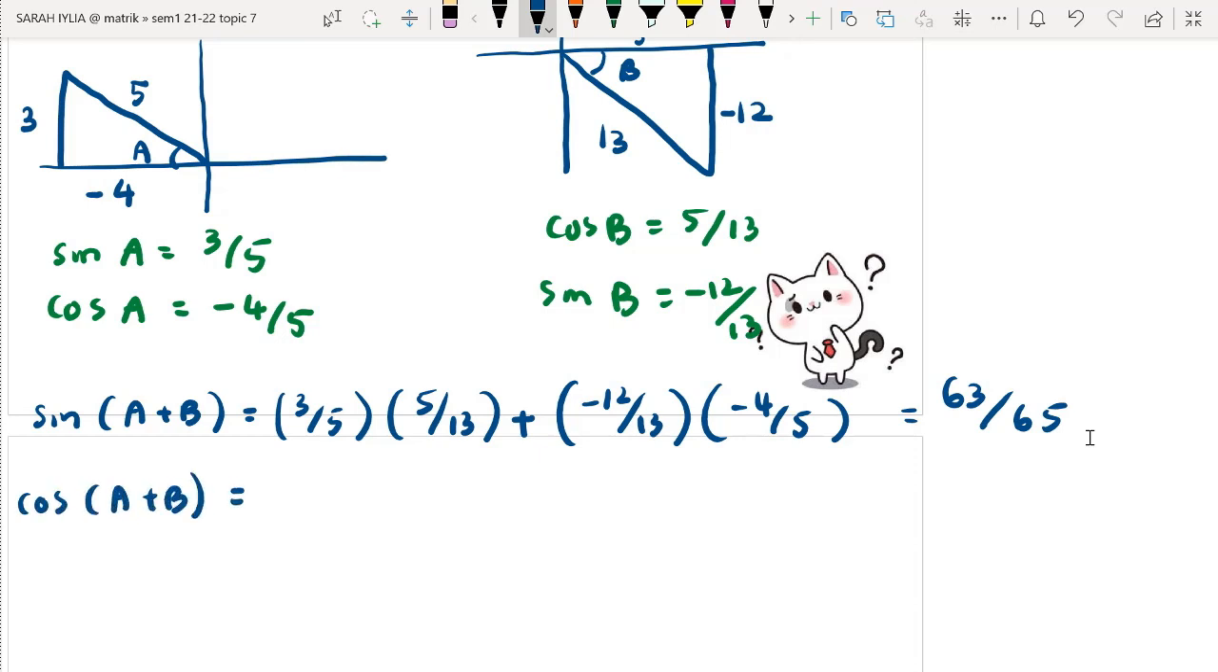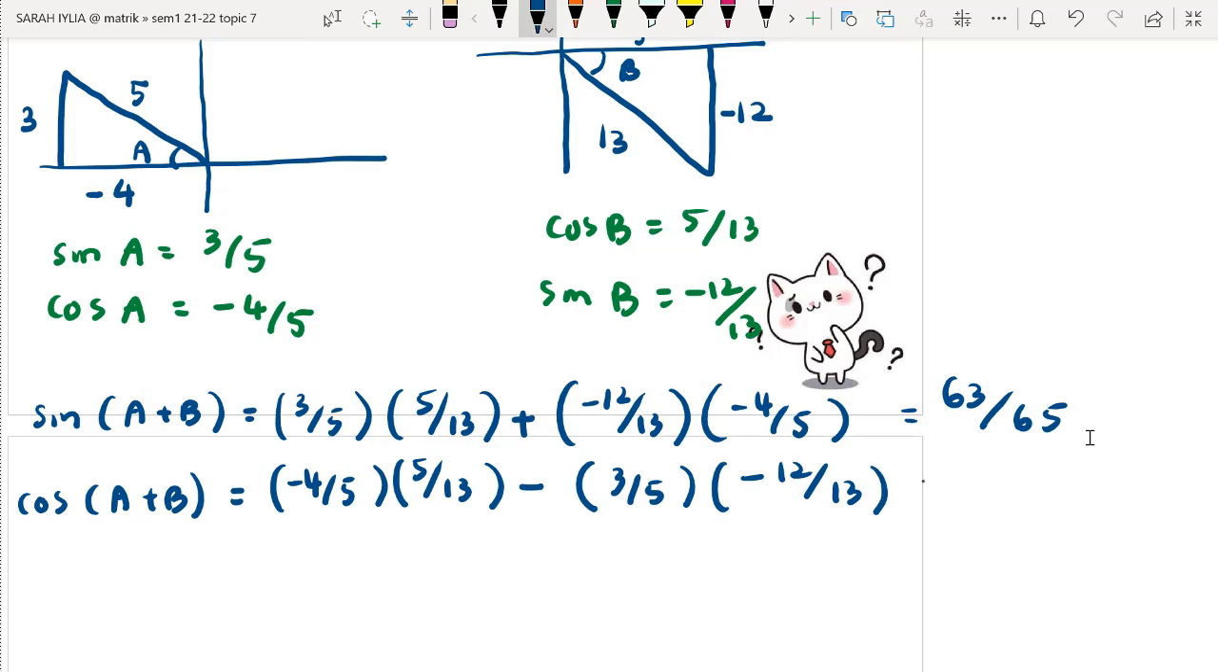So using formula, this will be equal to cos A, so -4/5, cos B 5/13 minus, ingat alternate sign dia, sin A, so 3/5, sin B -12/13. So kat sini tekanlah calculator juga, hati-hati satu-satu, awak akan dapat jawapan 16/65. Okay, and then last one, we want to find tangent of A plus B.